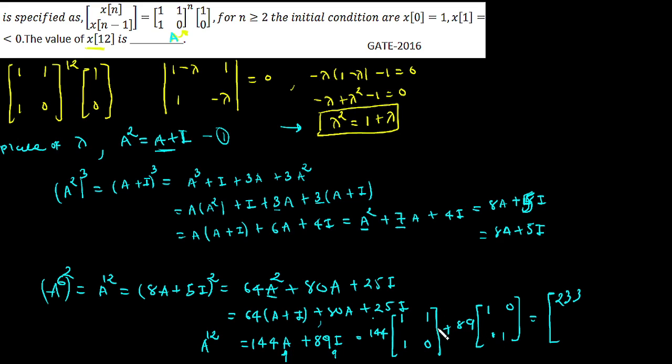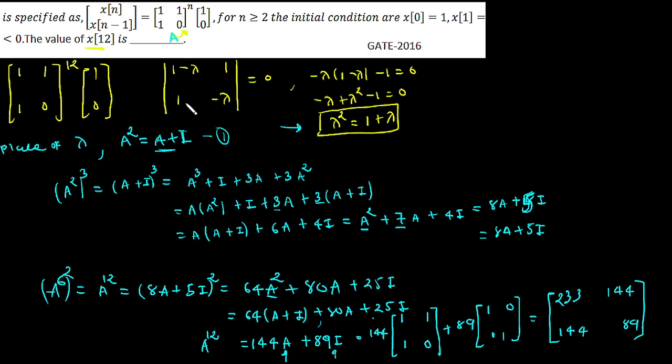Now in the second element, we have to multiply this row with this column. Sorry, we just have to simply add. Here we are getting 144 plus 0, so simply 144. Now in the third element we again get 144. Now the last element we are getting simply 89. Okay, so we have found this A to the 12 power.